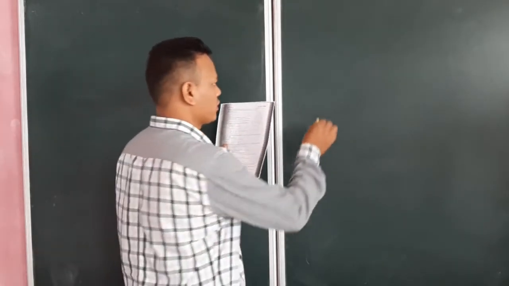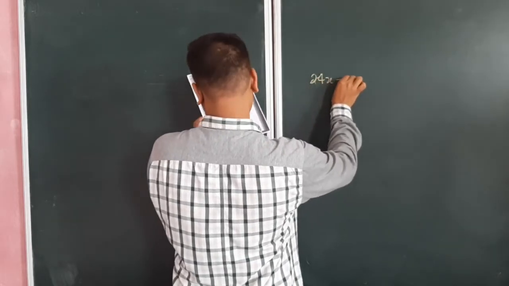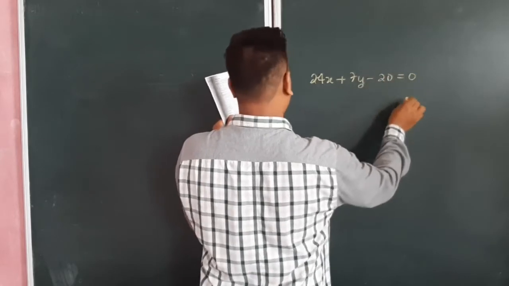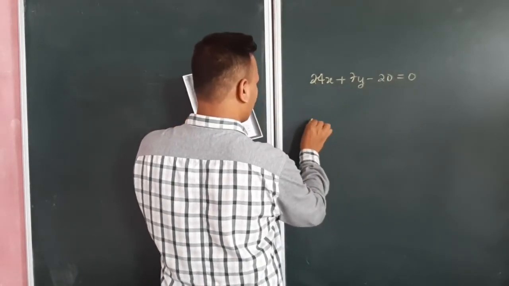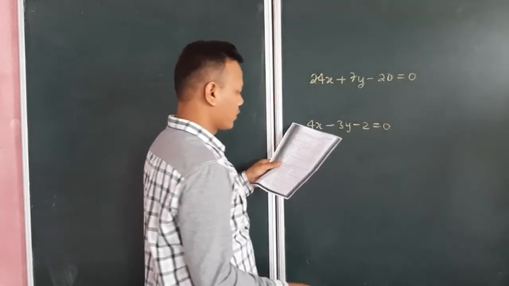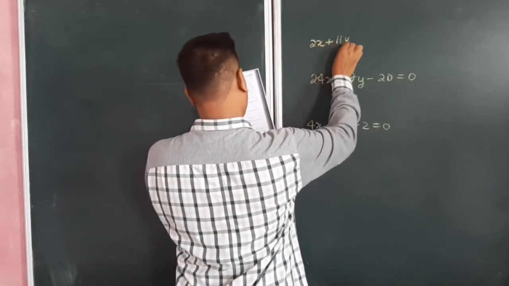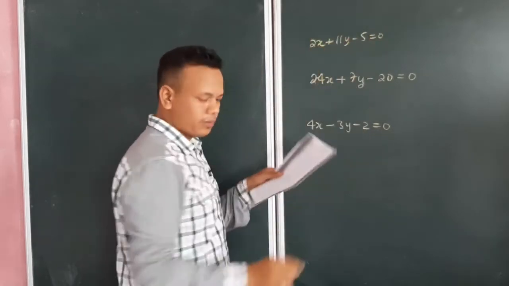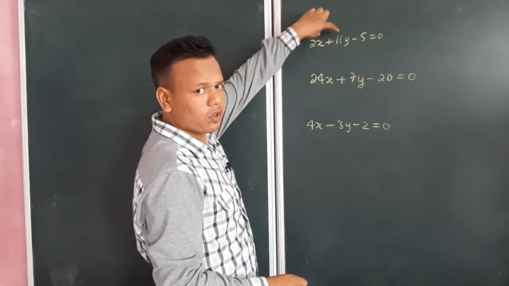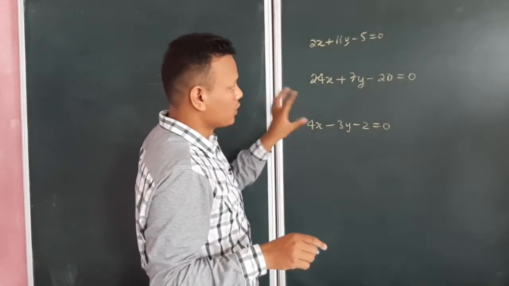Okay, so let me write what those two lines are. 24x plus 7y minus 20 equals 0, and the other line is 4x minus 3y minus 2 equals 0. And the given line here is 2x plus 11y minus 5 equals 0. As per the question, we need to prove that every point on this line is at equal distance to these two lines.